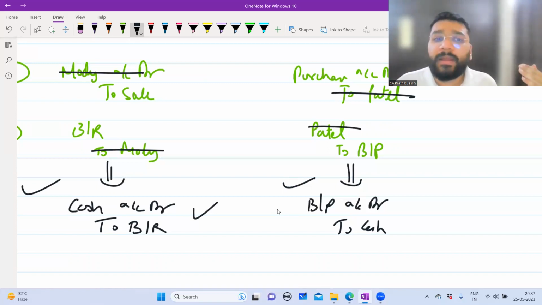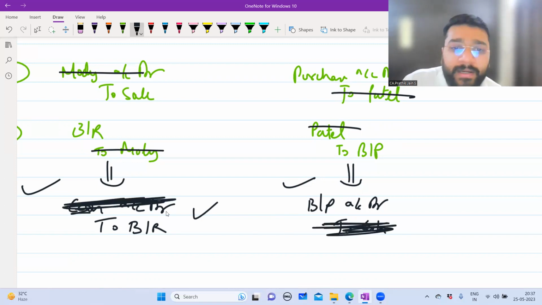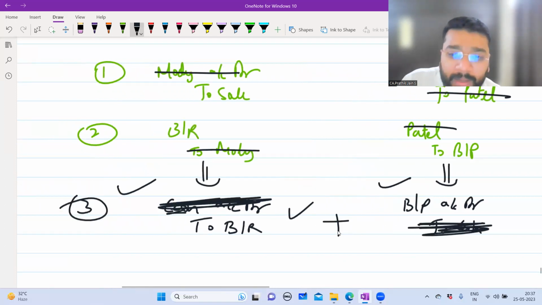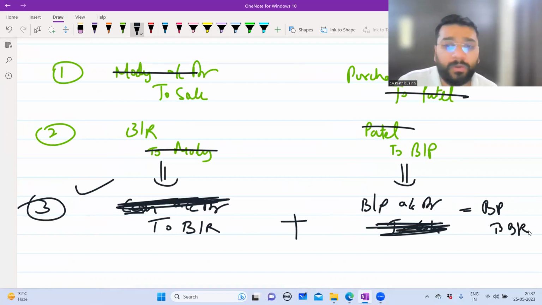So what am I doing? I'm combining the entry. So cash and cash is knocked off. So what is the combined entry? Third entry. I'm combining the third entry. What will happen? Bills payable to bills receivable. BP to BR. Are you able to follow?